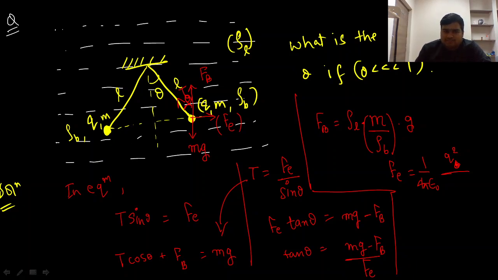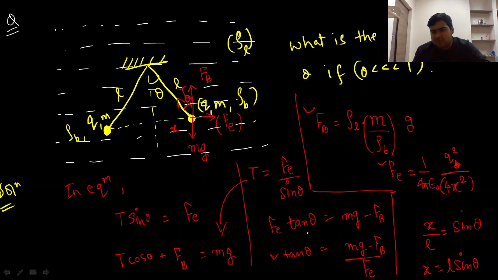It is what? Let us say this is x. So x by L is equal to sin theta, so x is equal to L sin theta. So the distance will be 2x, so it will be 2x whole square. So I have Fe and Fb, and now I'll simply put these values in and then calculate. You might be getting confused, but when you write this Fe, it will have L sin theta whole square in the denominator.